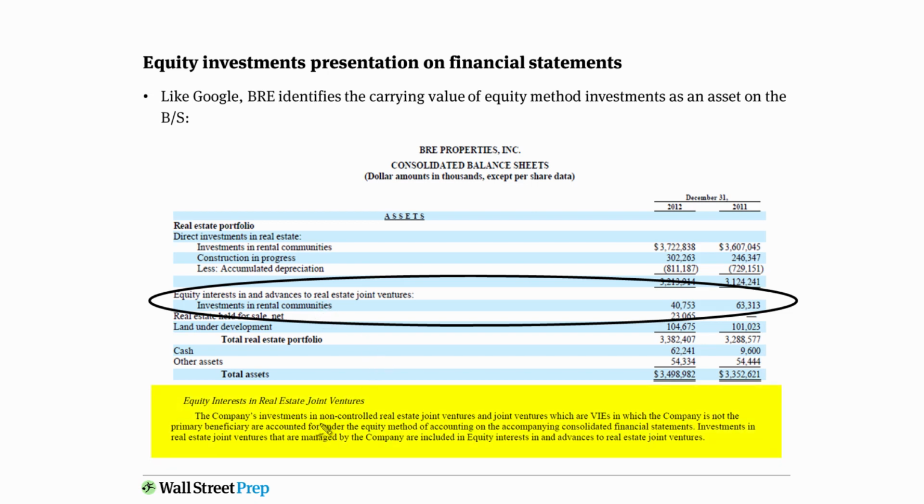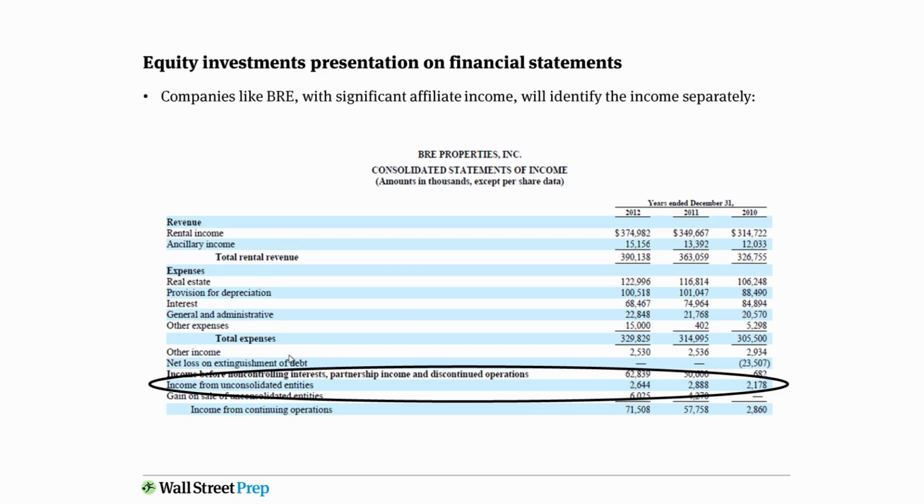And here you see the footnote that identifies the company's investments in joint ventures as accounted for under the equity method. And so we see it as a line item here. And lastly, for BRE Properties, it is explicitly identified separately on the income statement as well. And you see that they have $2.6 billion in income from unconsolidated entities. So this is a little easier to see, whereas Google sort of commingled both equity and cost method. For BRE Properties, since there's a lot of joint venture income, they've identified it separately, just like in our exercise.